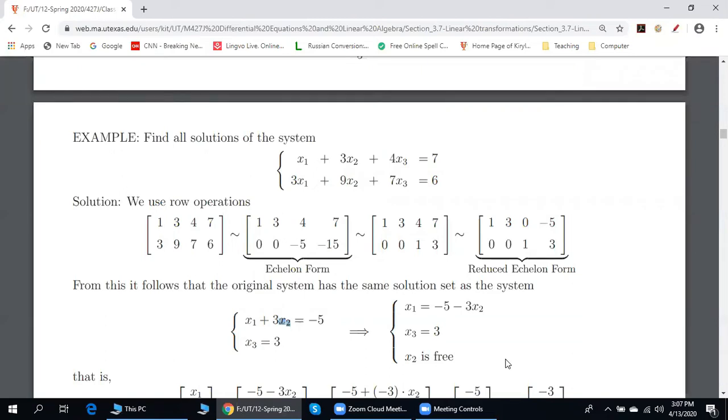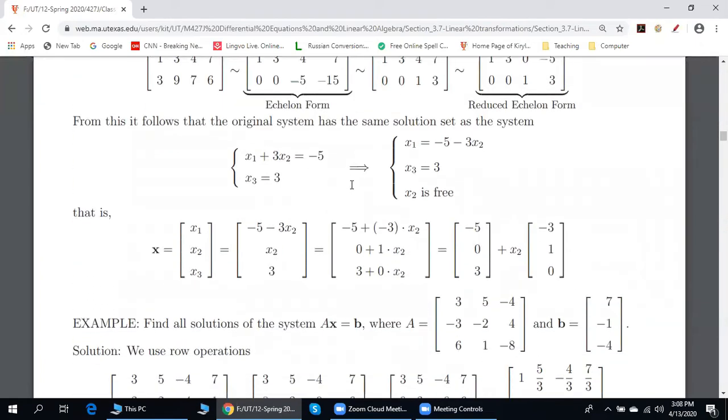Now, you may ask me a question: how do we know which variable is basic, which variable is free? Well, we look at the echelon form or reduced echelon form again. Note that pivots are in column number 1 and column number 3. Therefore, x1 and x3 are basic variables. Note that column number 2 is not a pivot column, therefore x2 is a free variable.